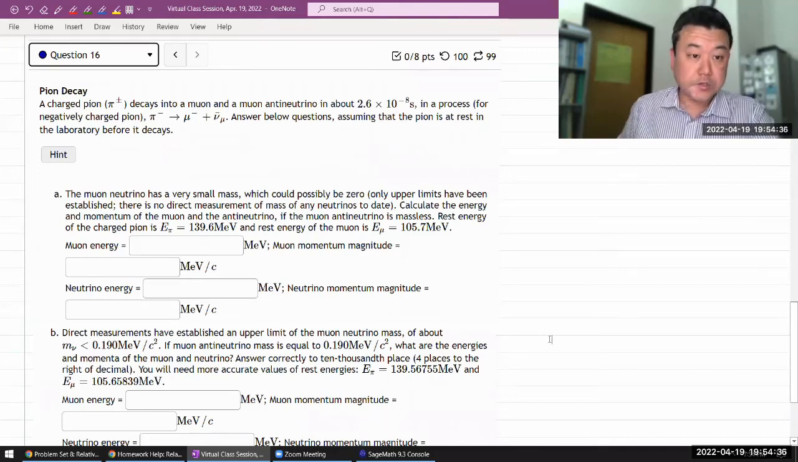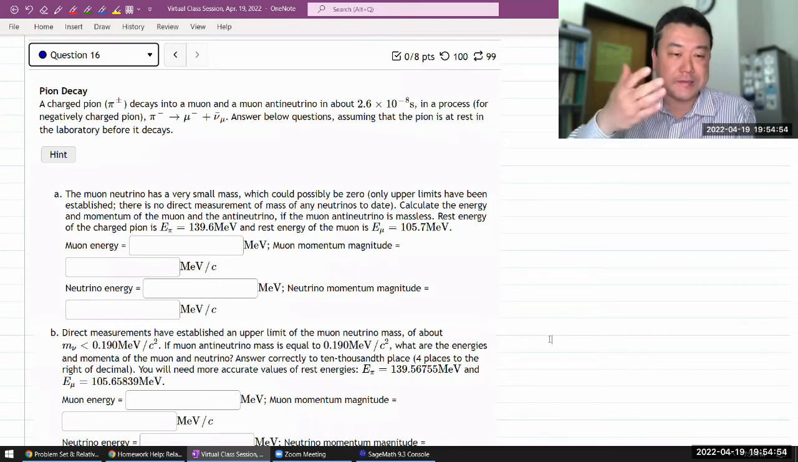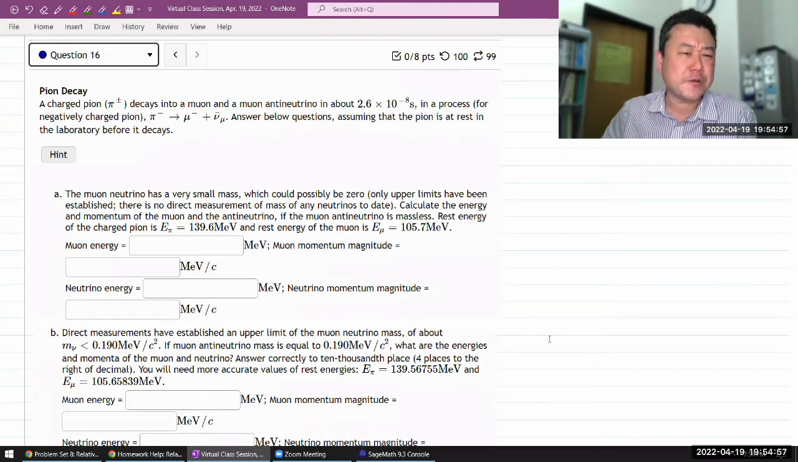Okay, so this is the question. The question's titled Pion Decay. By the way, this is one of the questions that I've written for this class because, frankly, in my opinion, OpenStax University Physics doesn't ask interesting relativistic dynamics questions. So what I've done is write about half of the questions from more realistic situations that are more interesting and take a better understanding of special relativistic dynamics to answer. This is one of those questions, and let me work through it.